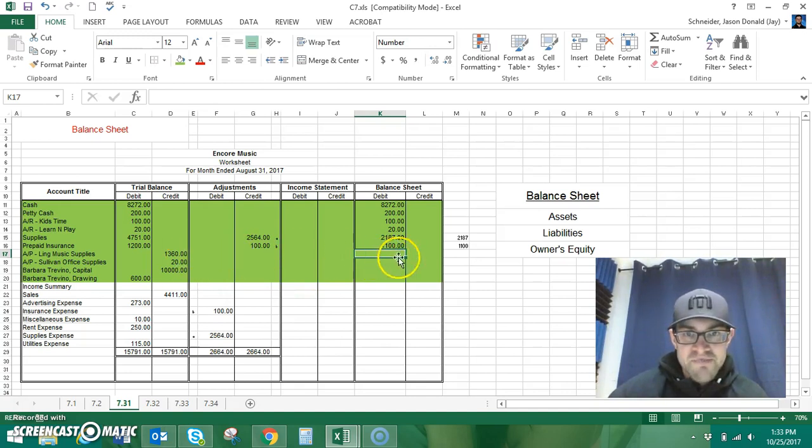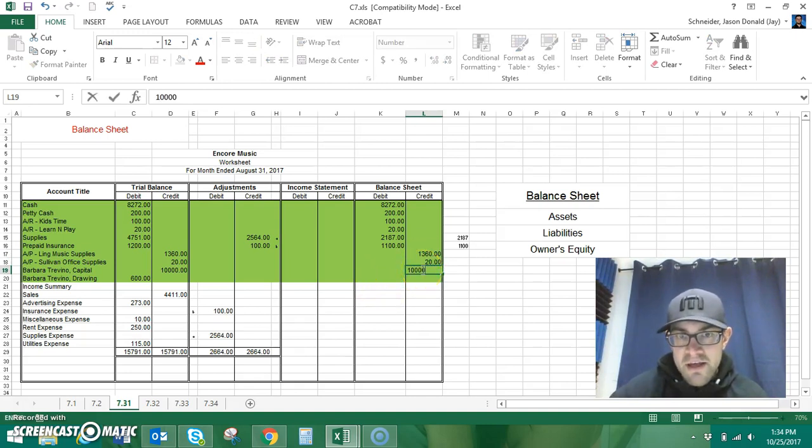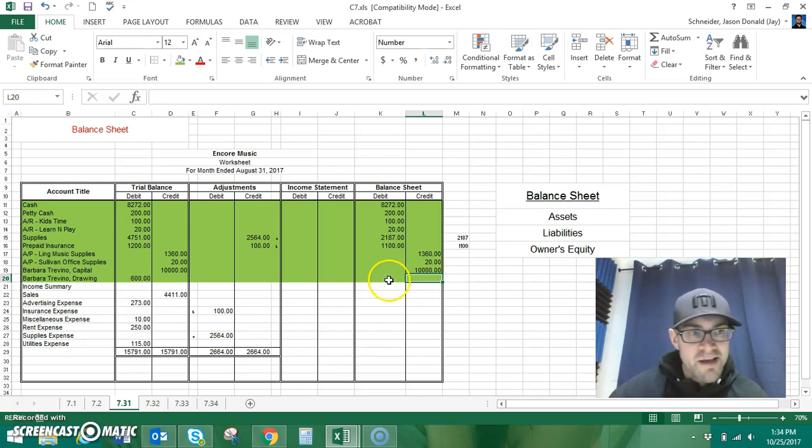We now have our accounts payable. Again, accounts payable does have a credit balance, so that's why we have $1,360 on the right. We're then going to have $20 there. Remember, our capital, our $10,000, also has a credit balance, and then our drawing is back on the debit side.